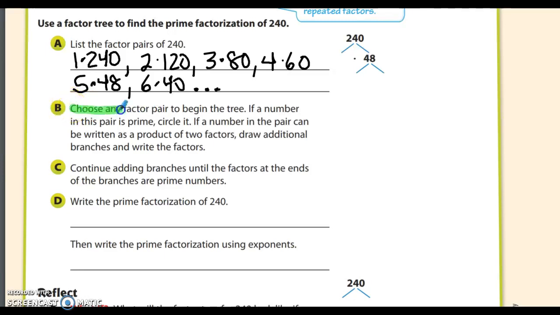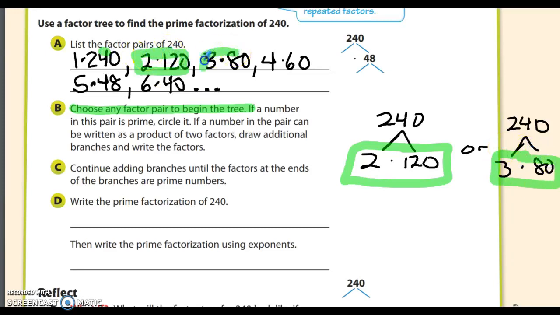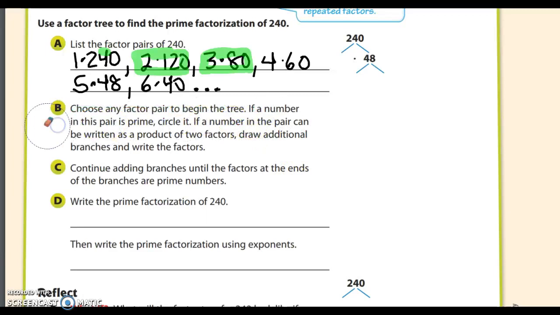You can choose any factor pair except for one. So you could begin the tree this way. You could write 240 at the top, and you could do 2 times 120. Because 2 times 120 is 240, you could start it that way. Or you could start it this way, 240 on the top. You could do 3 times 80. I want you to notice that these pairs right here, I'm getting from right here. And this pair, I'm getting from right here. So there's different ways. You'll get the same answer as your peers if you start your factor tree a different way. As long as your facts are right, you'll get the same answer.